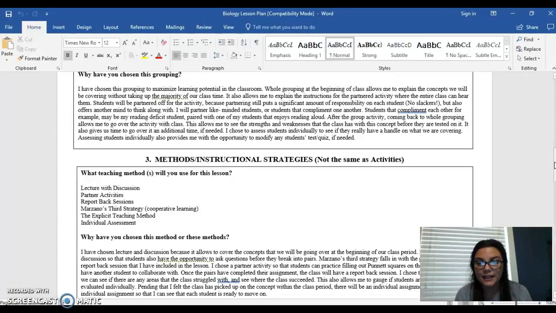Once they have completed their assignment, we go to the report back session. And I chose this method so that we can see any areas that our class struggled with and see where they succeeded. It also allows me to gauge whether the students are ready for a formal assessment, and pending that I felt that they picked up on the concept within the class period, there will be an individual assessment at the end.